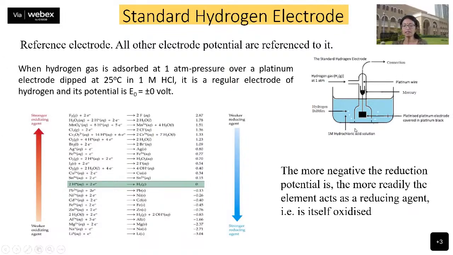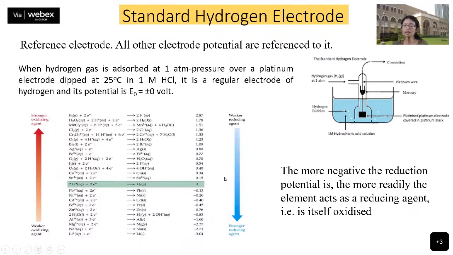It looks somewhat like this, where you have hydrogen gas absorbed at 1 atmosphere pressure over a platinum electrode, which is dipped at 25 degrees centigrade in 1 molar HCl. And it is a regular electrode for hydrogen, and its potential is taken as 0 volts. So normally all these particular metals and non-metals, their reduction potential is measured with reference to the standard hydrogen electrode.